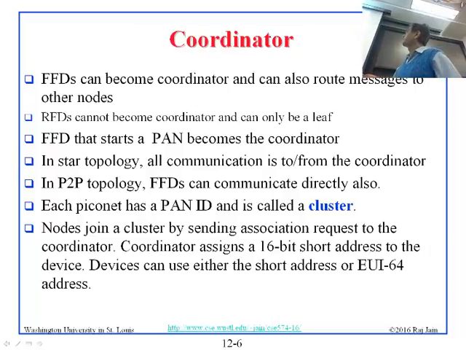Nodes join a cluster by sending an association request to the coordinator, and the coordinator assigns a 16-bit short address to the device, and they use 64 bits. So basically what happens is, let's say in a big apartment, let's start with a shopping mall. In a shopping mall, there are many shops. Each of them is using Zigbee, let's say. Right? So you don't want your Zigbees to come and be controlled by the next door neighbor, right? So you will have your own cluster, your own coordinator. They will have their own cluster, their own coordinator.